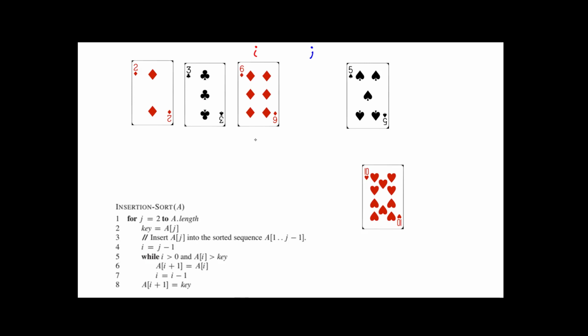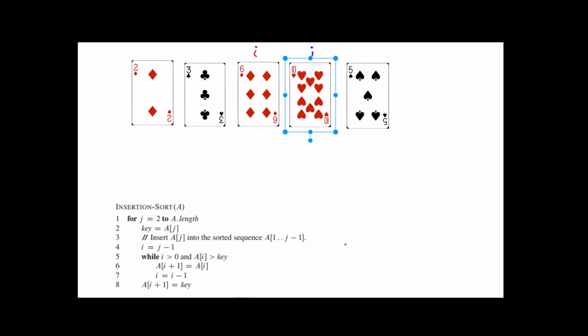It's time to check the condition to enter the while loop. i is positive. Yeah, i is 3. And A[i], which is 6, is more than the key. No, it's not. So we won't enter the while loop. Now A[i plus 1], i is 3, A[i plus 1] is A[4], should be the key. So in here, we didn't do anything. So again, we should continue the for loop.